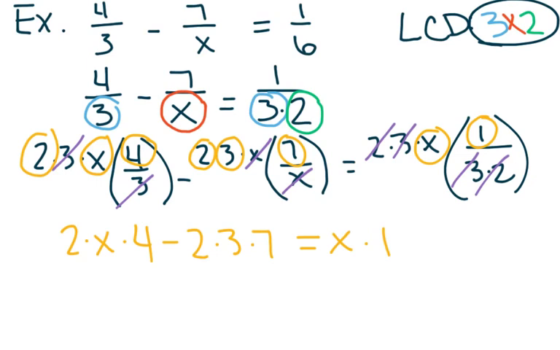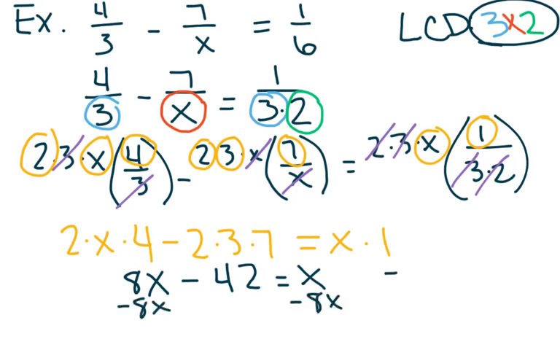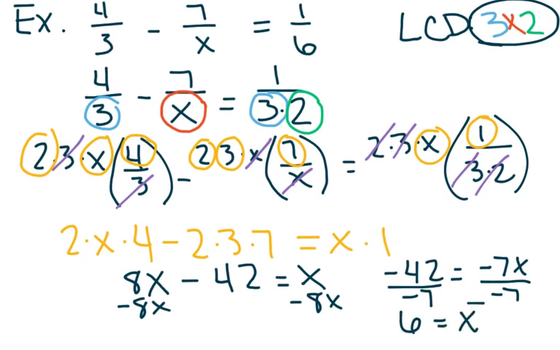Alright, so I'm going to simplify this and clean it up a little bit. This is what I have: 8x minus 42 equals x. We want to have the x's on the same side, so I'm going to move that 8x over. It's positive, so I have to subtract it. That's how I undo it. So now I have negative 42 equals x minus 8x, which is negative 7x. And then I got to get rid of that negative 7 in front of the x. I got to divide it. And negative 42 divided by negative 7 is a positive 6. So my answer is x equals 6.